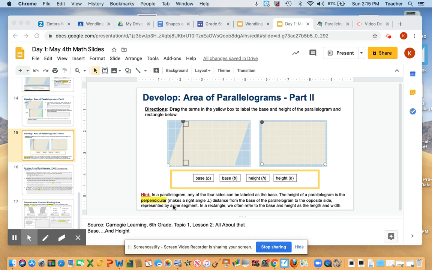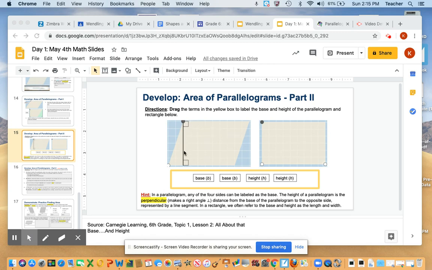So this big word, perpendicular, is saying if we take this line and bring it straight down, notice these little squares. These two little squares tell us that these are right angles, which means they cut at a 90-degree angle. And something you know about a rectangle is that all of its angles are right angles. They're 90 degrees. They are perfect corners.